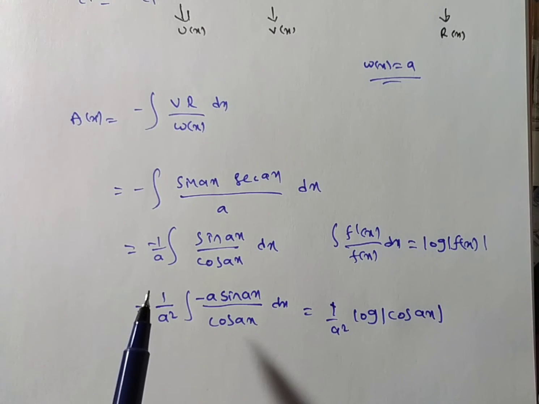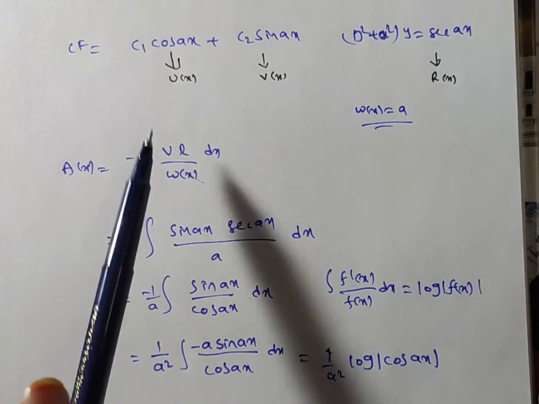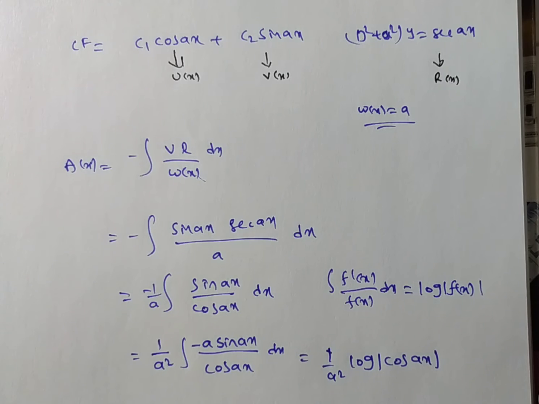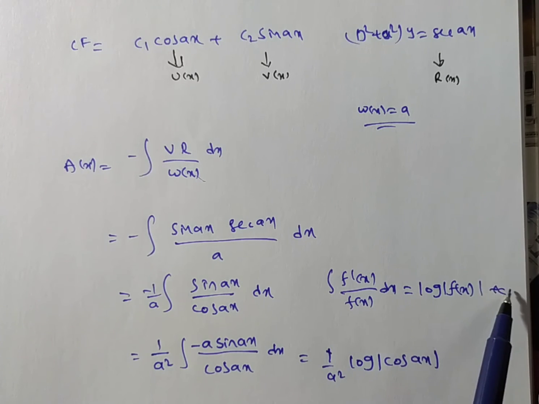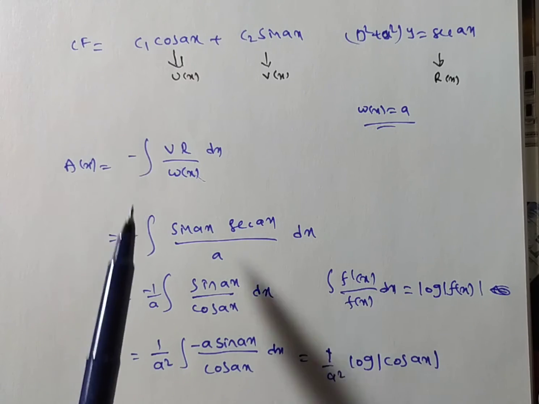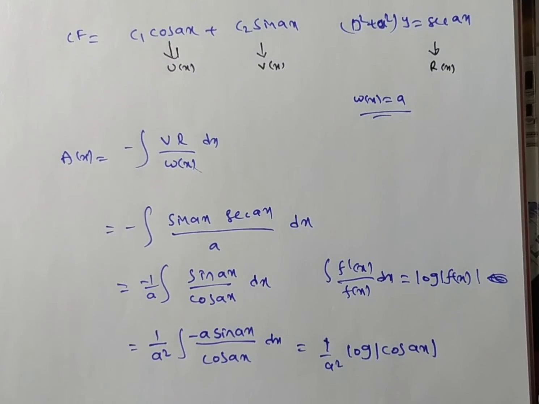That's it. So friends, here you won't get c. You have to remember, even though this is an indefinite integral, we don't write plus c, because we already got arbitrary constants c1 and c2 in the complementary function. Generally in an indefinite integral we will add plus c, but in this method we are not writing it, because we already have c1 and c2 as arbitrary constants in the complementary function.